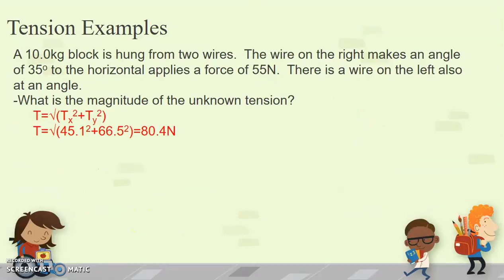All right, so what is the magnitude of the unknown tension? The problem didn't give us a force. So we know that the equation can be rewritten up here by finding the square root of the x component squared plus the y component squared. So if we plug in those numbers that we just calculated in the previous slide, square them, find the sum of it, and then the square root of that, your unknown tension should be 80.4 newtons.